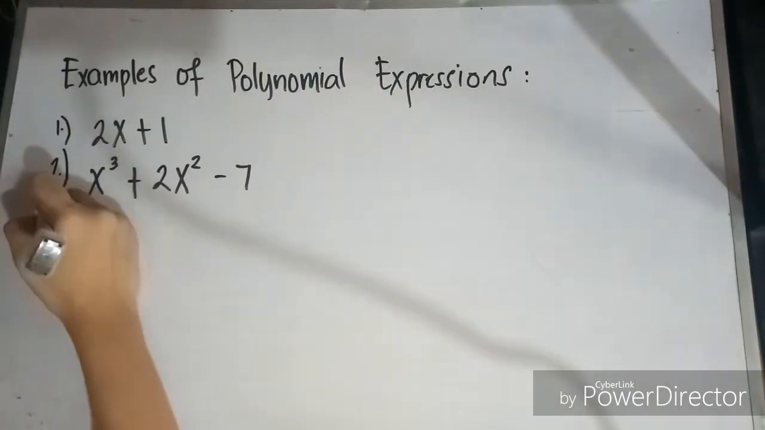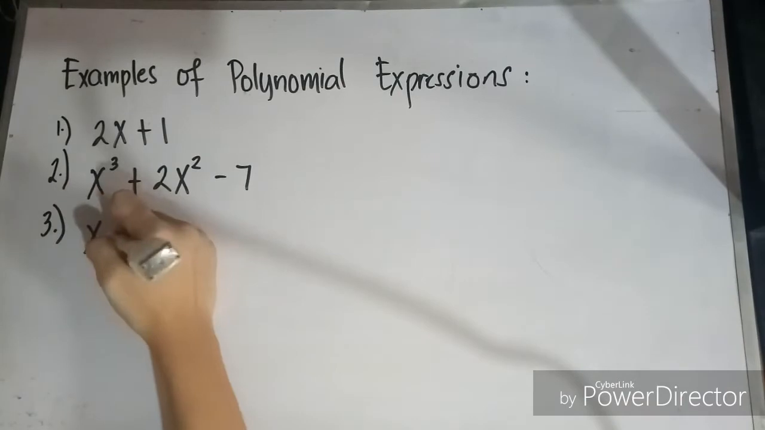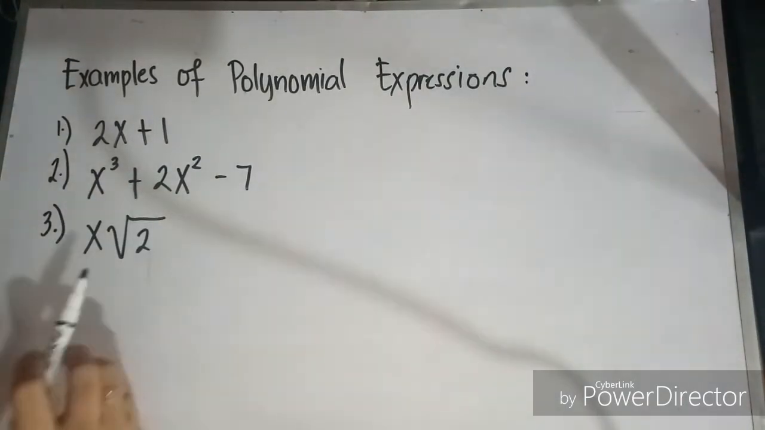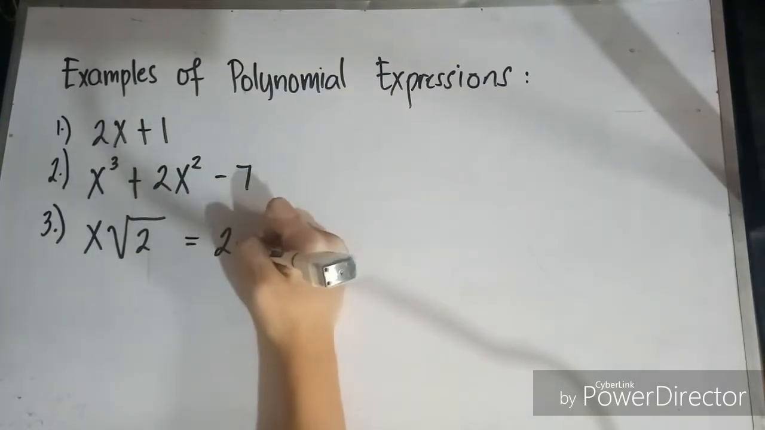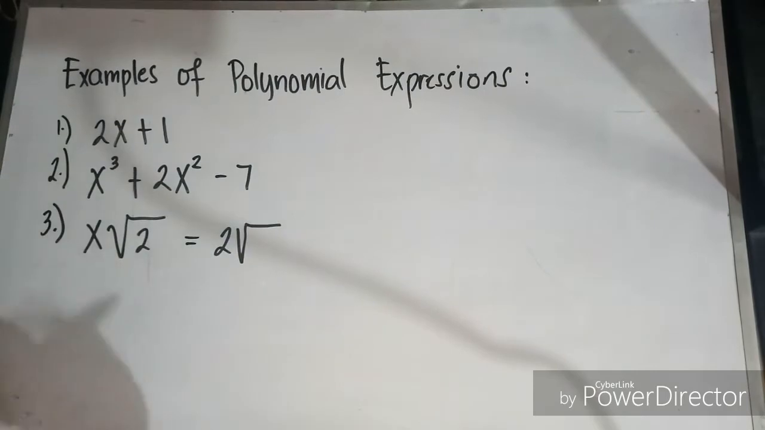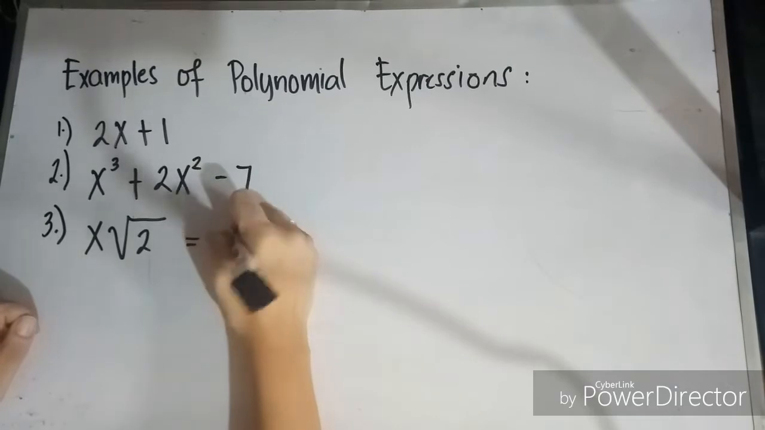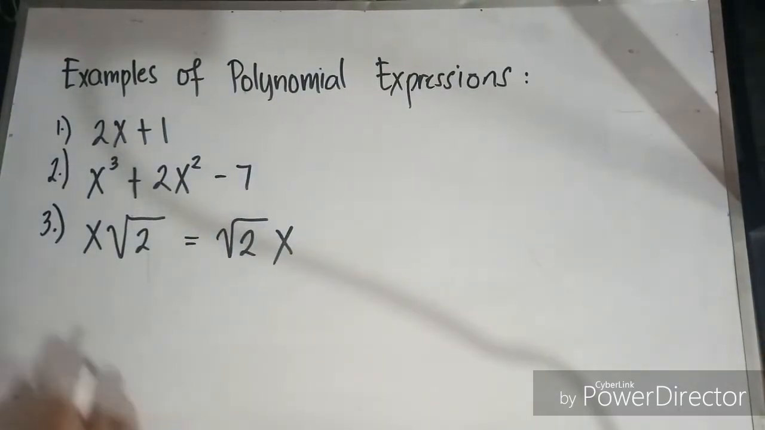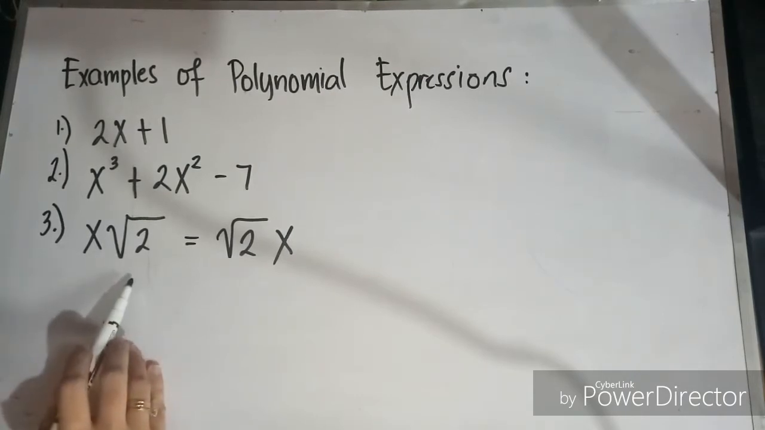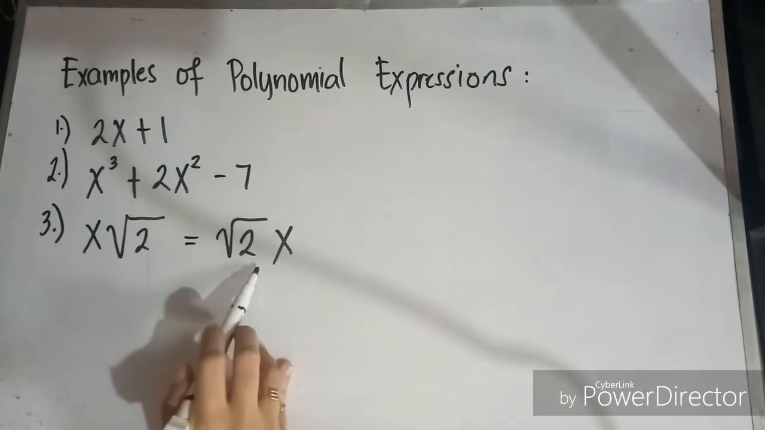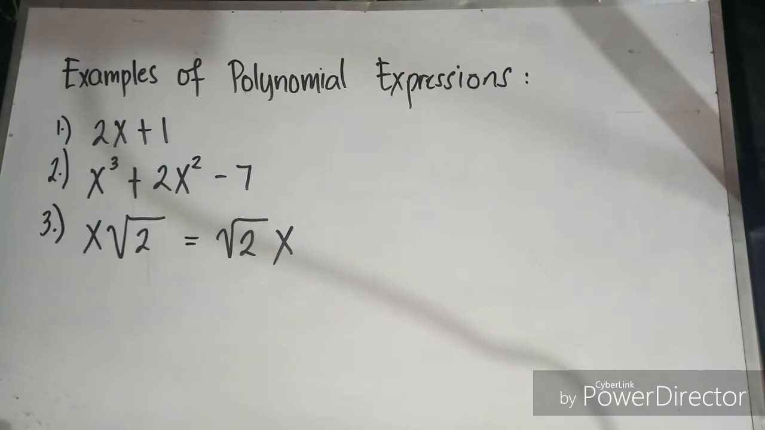Okay, next example, we have x square root of 2. Is this a polynomial expression? Yeah, you can actually write this as square root of 2 x. Just interchange x and square root of 2. That's okay because this is multiplication. Square root of 2 is also a real number. And your x here has an exponent of 1, which is also positive.